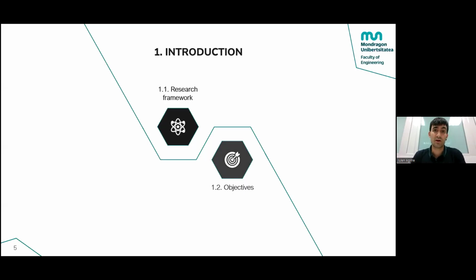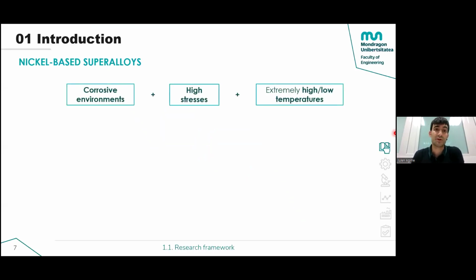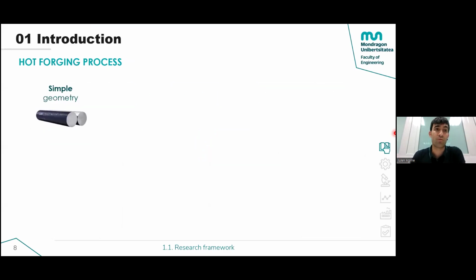Getting into the topic, nickel-based superalloys are materials that are employed in environments in which corrosive environments, high stresses, and extremely high and low temperatures are involved. So applications could be the aeronautics, oil and gas, wind power, or nuclear power energy applications. The components for these industries are often manufactured by the hot forging process.